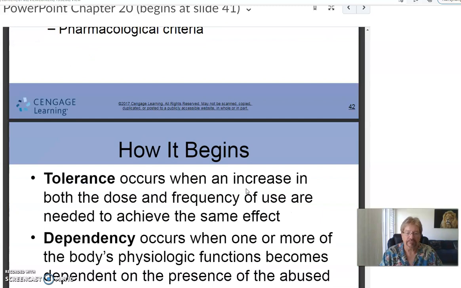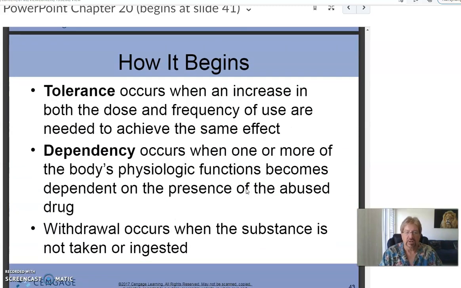Okay. How it begins. Tolerance occurs when an increase in both the dose and frequency of use are needed to achieve the same effect. Somebody's been drinking a lot, guys, or using drugs, after a while it gets where they have to do more because they've developed a tolerance to it. Dependency occurs when one or more of the body's physiologic functions becomes dependent on the presence of the abused drug.